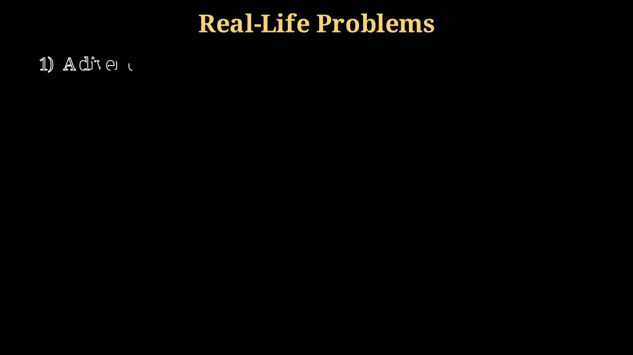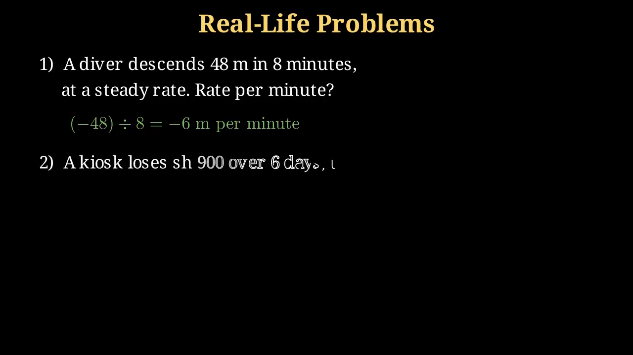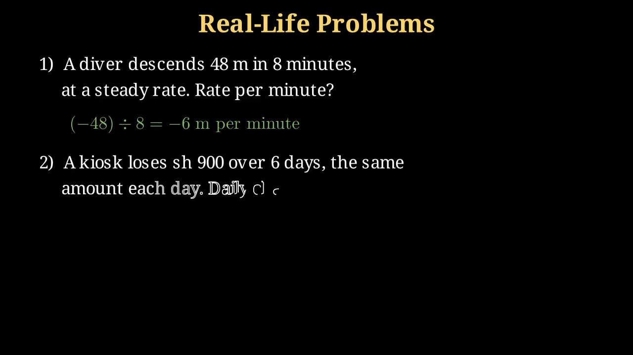Division of integers appears whenever a total loss or drop is spread out over people, over hours, over days. Problem 1. A diver descends 48 meters in 8 minutes at a steady rate. Going down is negative. Negative 48 divided by 8, negative 6. She descends 6 meters every minute. Problem 2. A kiosk loses 900 shillings over 6 days, the same amount each day. Negative 900 divided by 6, negative 150 shillings per day.